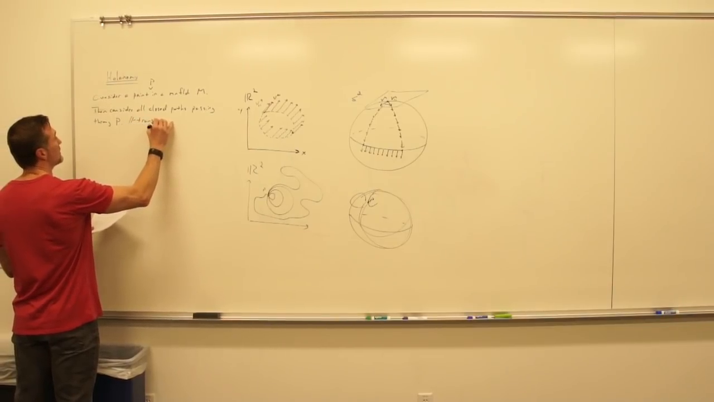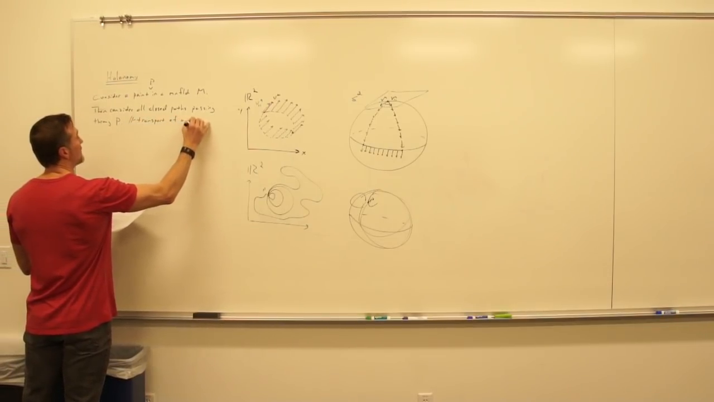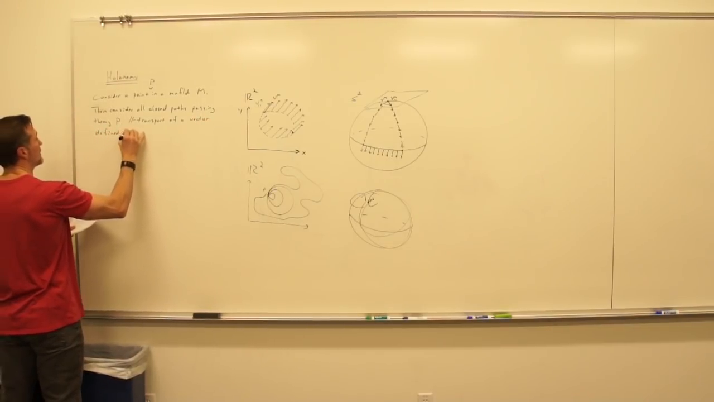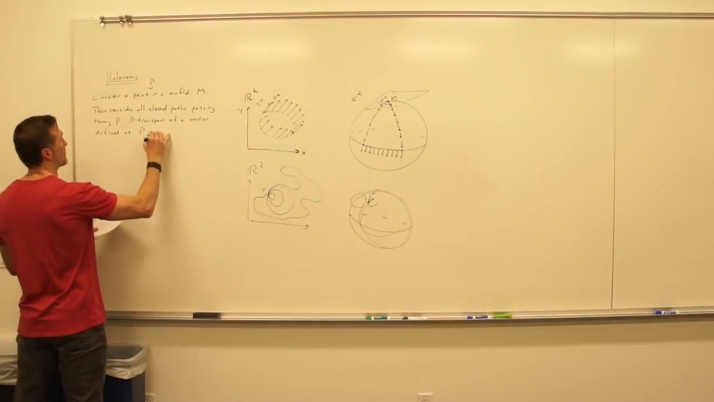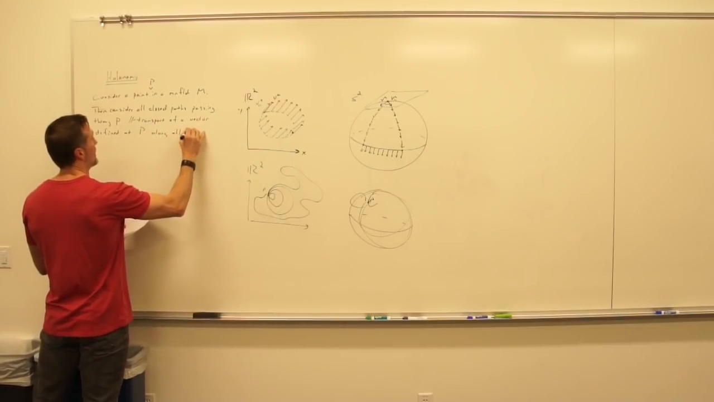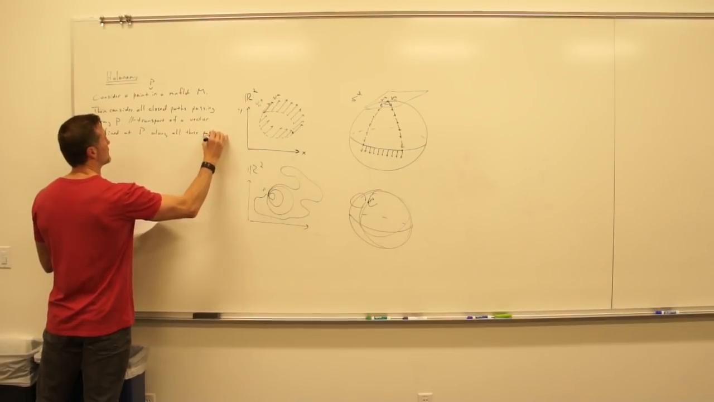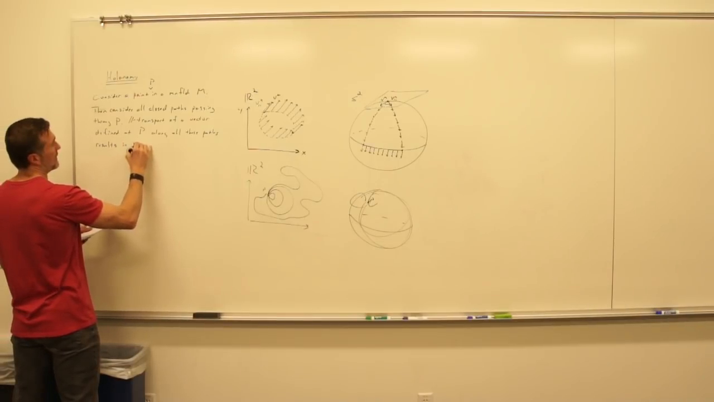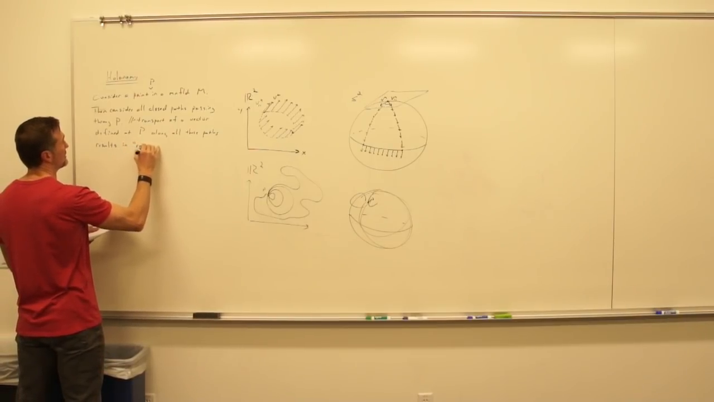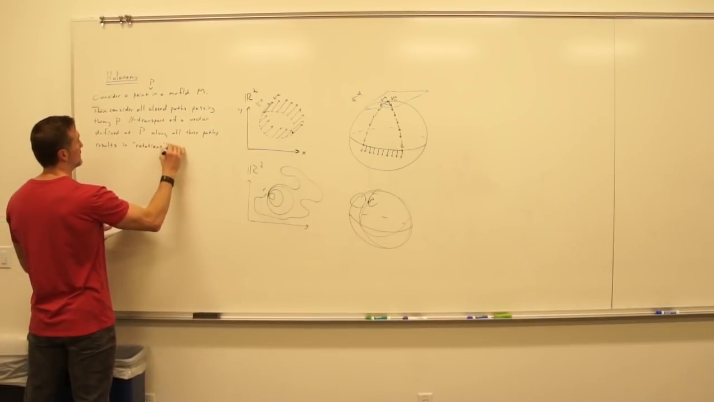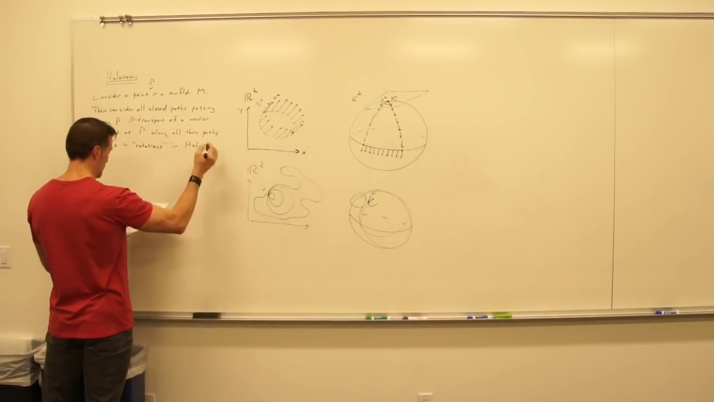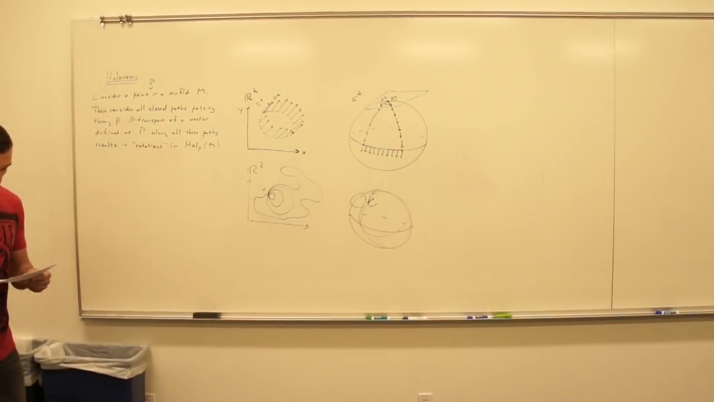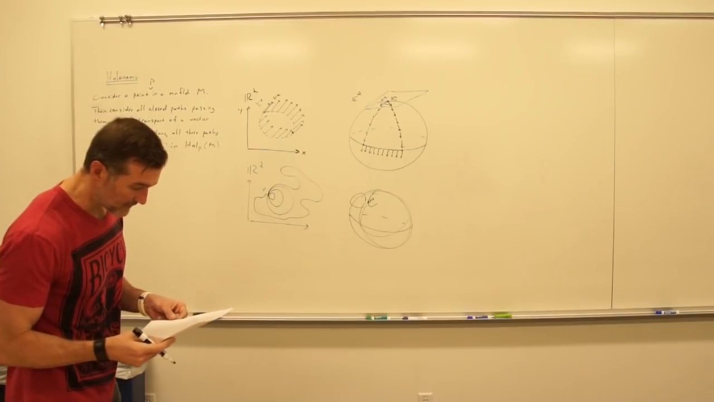Parallel transport of a vector defined at P along all these paths results in, I'll call them rotations, in the holonomy group of the point P of the manifold. Okay.